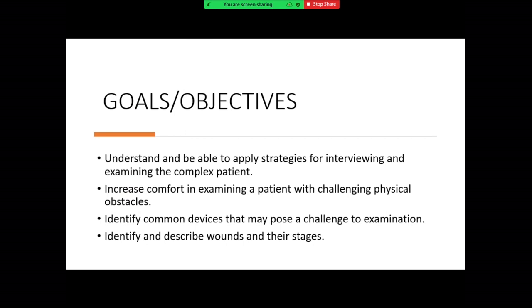In today's lecture, we're going to go over specific goals and objectives related to the complex patient exam. Hopefully, after this lecture and discussion, you'll be able to understand and apply strategies for interviewing and examining the complex patient. Hopefully, you'll have an increase in comfort level in examining a patient with challenging physical obstacles. After this lecture, you'll also identify common devices that may pose a challenge to a patient's examination, and identify and describe wounds and their stages.